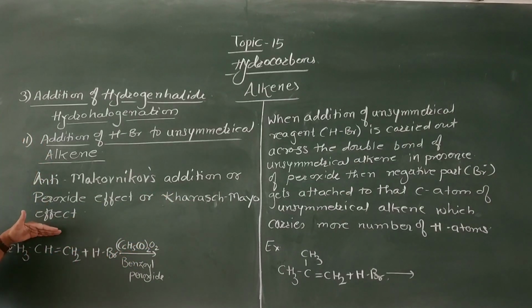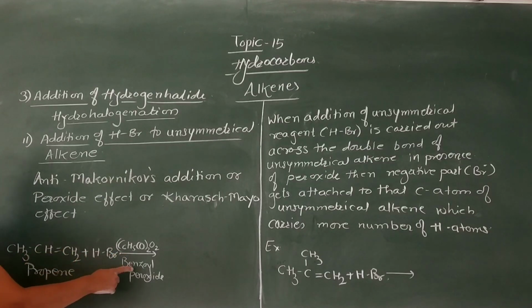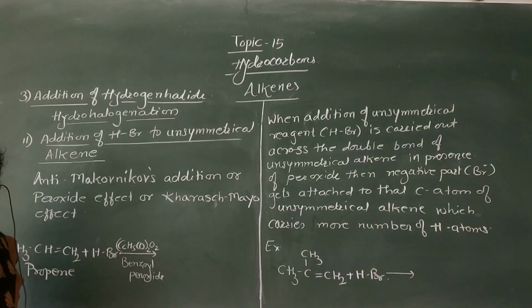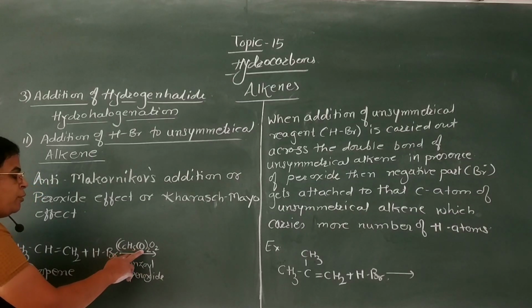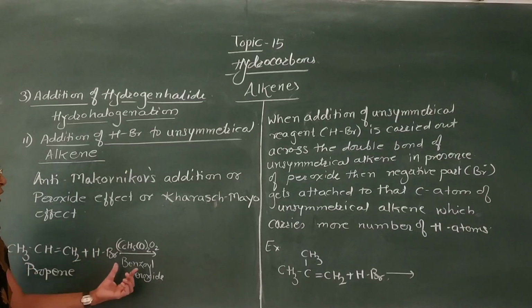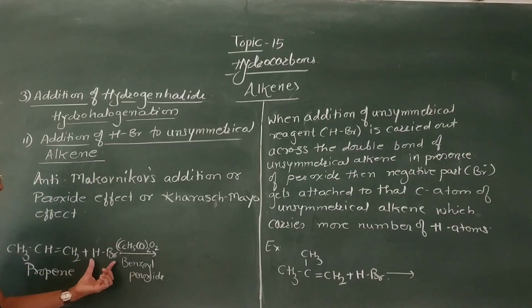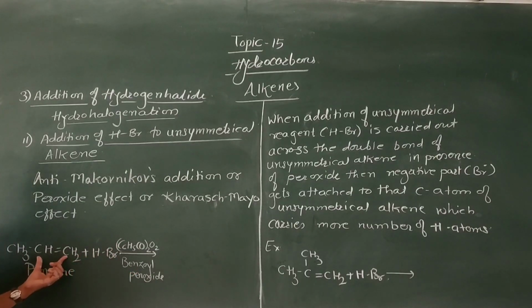Now when addition of this HBr is carried out across the double bond of an unsymmetrical alkene, this is propene, in presence of any peroxide, either it is hydrogen peroxide or it is benzoyl peroxide, that is (C6H5CO)2O2. This is benzoyl peroxide.